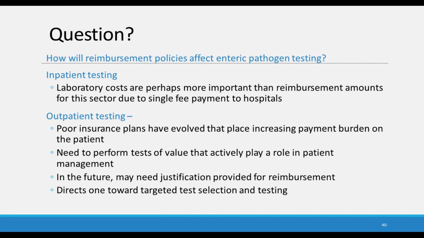So that directs one toward targeted test selection and testing. And also, as I said, it really targets our need to develop algorithms for this select testing so we can direct it if physicians are maybe not as good about choosing which tests should be run.